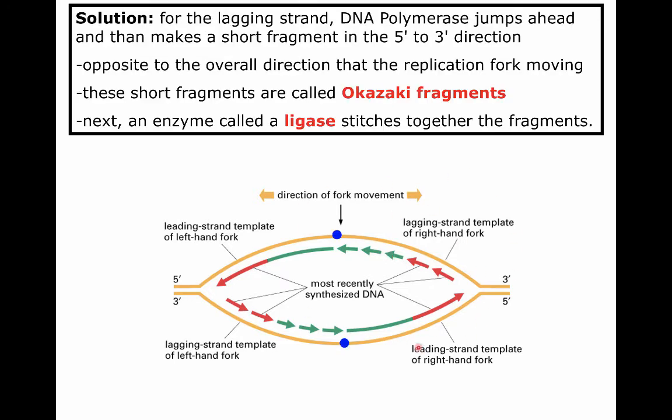So the lagging strand solves this problem with DNA replication by synthesizing things in the opposite direction, just little short strands, and then linking them back together.